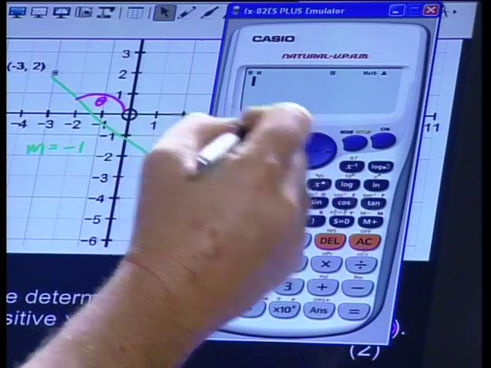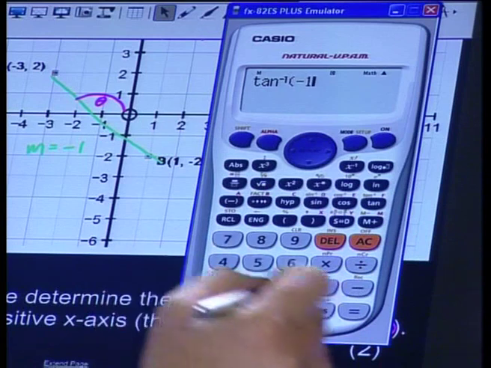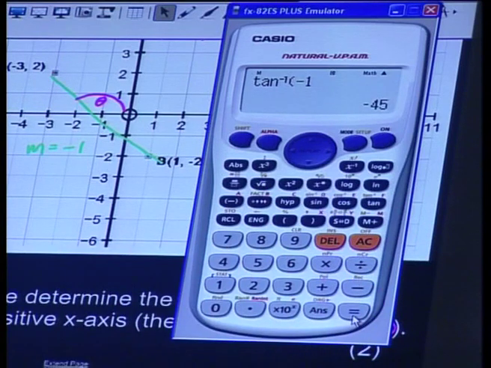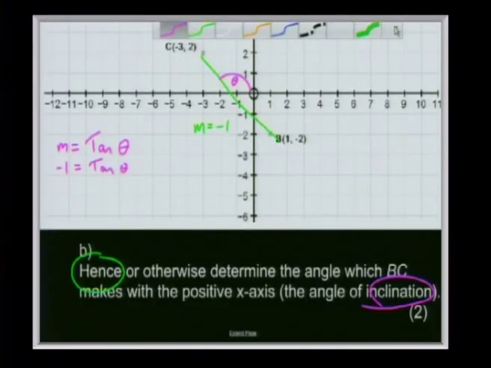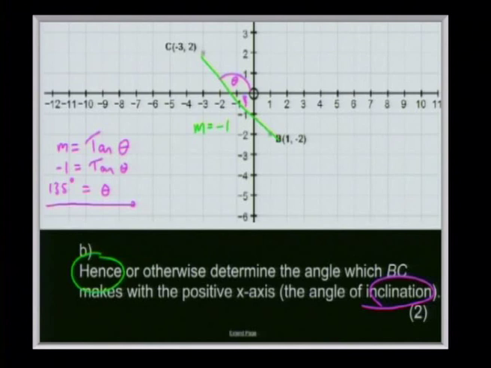But let's do it on our calculator and double check. Right, so we go shift tan, -1, and we get -45. What does it mean for -45? It means this little bit underneath there was 45. So theta must be 135 degrees, our angle of inclination. We know that it can't be 45 because it's not an acute angle. It's an obtuse angle. Moving on.